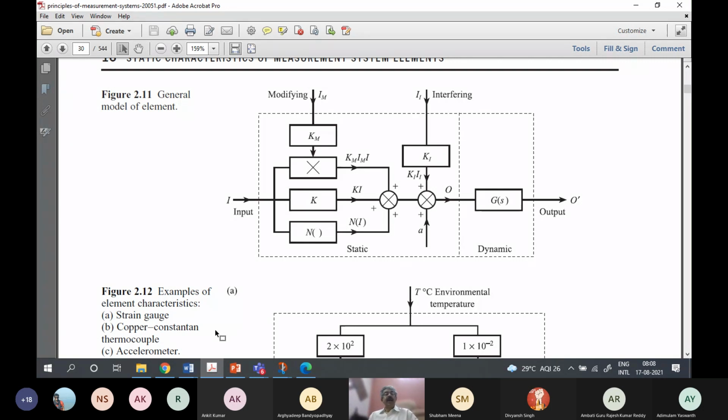Okay. So in the last class, we were talking of this block diagram. Do you remember? Can somebody tell what is an interfering input? Anybody remembers anything?